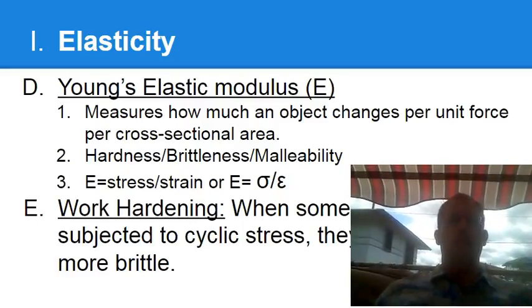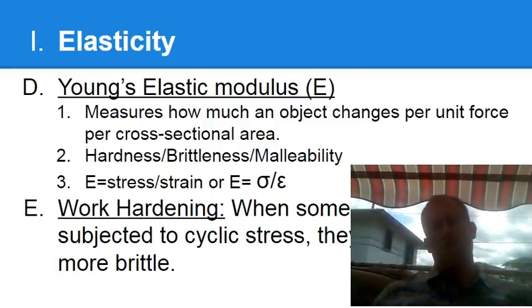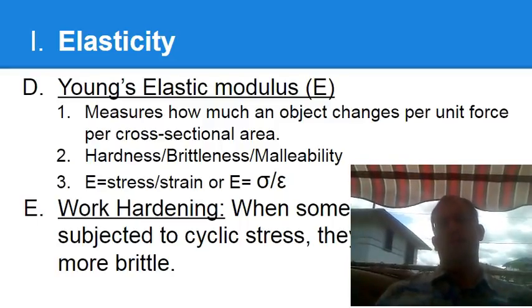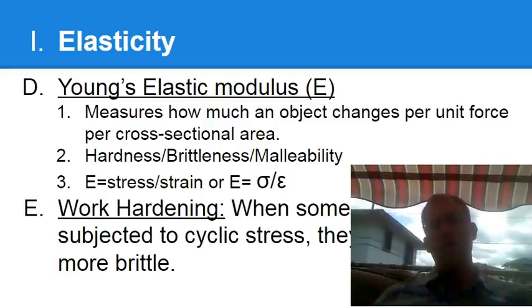Okay, and this talks about a substance's hardness or its brittleness or its malleability. So in a quick example, steel is much harder than rubber. If you put the same stress on a piece of steel, it's going to very, very slightly change, maybe not change at all. You put that stress on a piece of rubber and it's going to expand. So elasticity is how much does something move with a certain force.